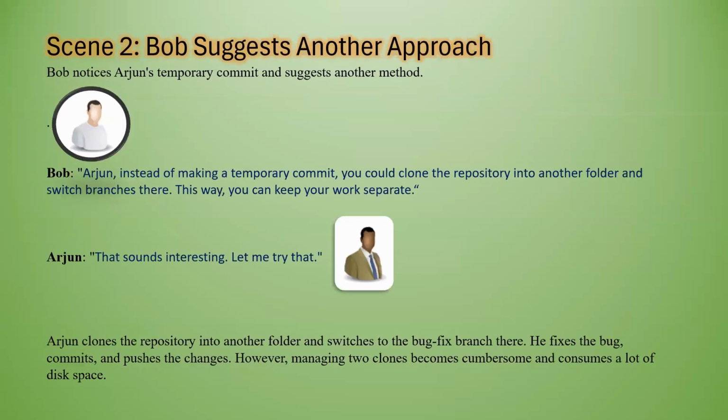Then the same scenario happens next time, but this time Bob suggests another option. Bob notices Arjun's temporary commit and suggests a new method. Arjun, instead of making a temporary commit, you could clone the same repository into another folder and switch branches there. This way, you can keep your work separate. You don't need to make the temporary commits.